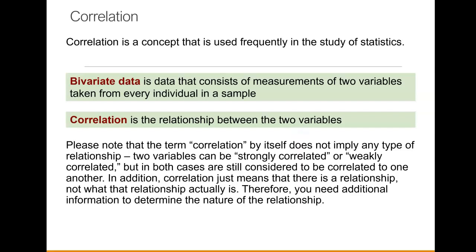Note that when we use the term correlation, we don't imply a specific type of relationship, whether that be linear or quadratic or exponential or whatever. We say two variables can be strongly correlated or weakly correlated, but in both cases are still considered to be correlated to one another. In addition, correlation just means that there is a relationship, not what the relationship actually is. Therefore, you would need additional information to determine the nature of that relationship. Everybody's okay?